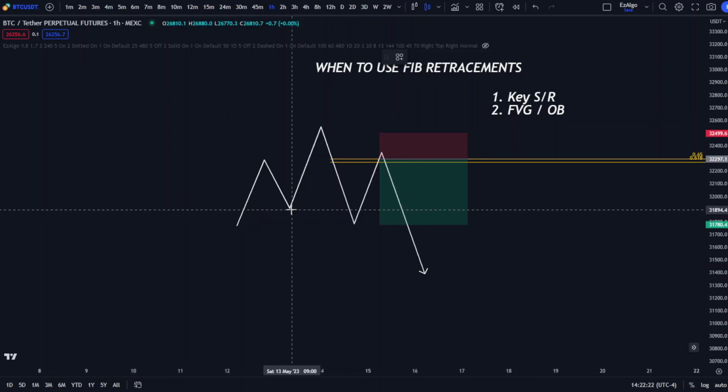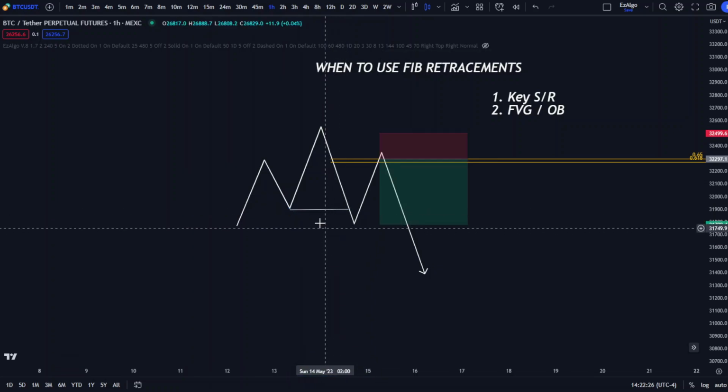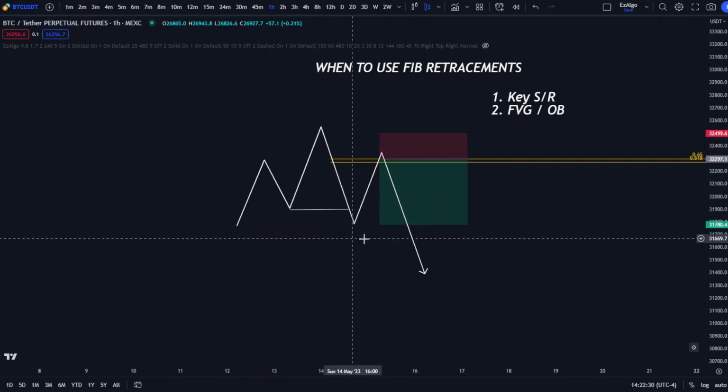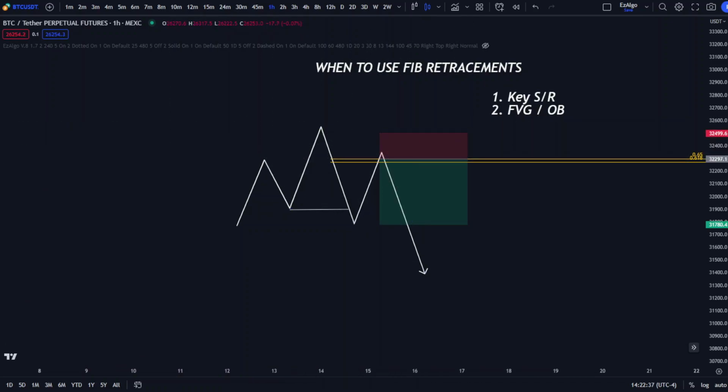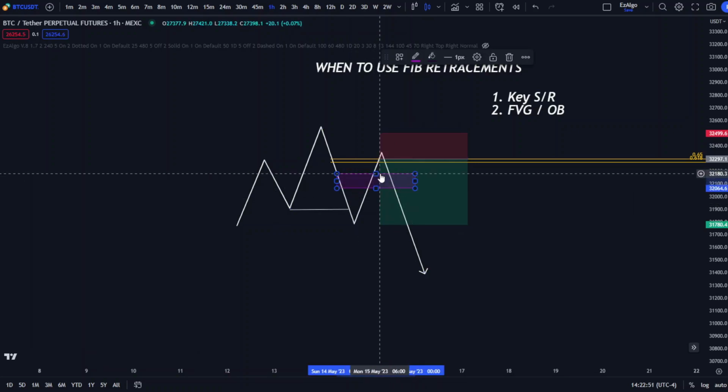So if you don't know what a change of character is, there are many, many videos on YouTube that can teach you exactly what a change of character and a break of structure are. But essentially, it's when market structure is shifting, take out that liquidity, come back up, and then make a lower high. But I don't want to enter solely on the golden pocket. I want to see some sort of fair value gap in this general area. It might not be at the golden pocket. It might be at the 0.5, right? So you might want to enter before the golden pocket.